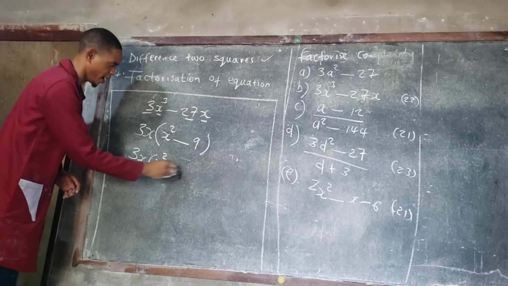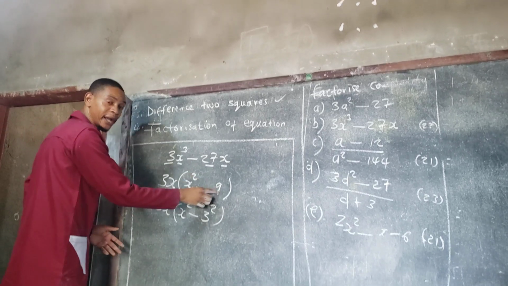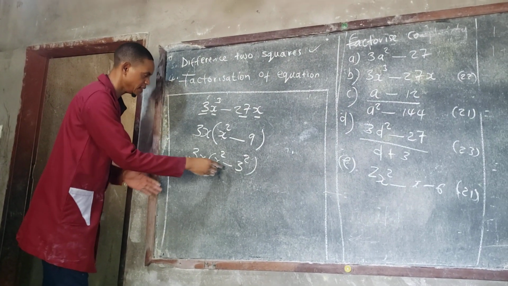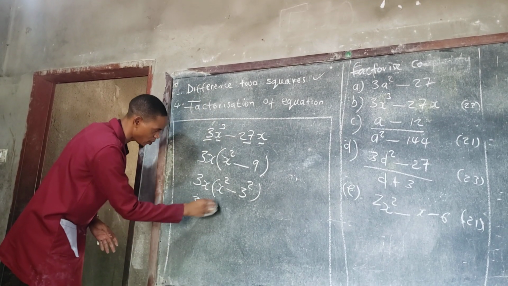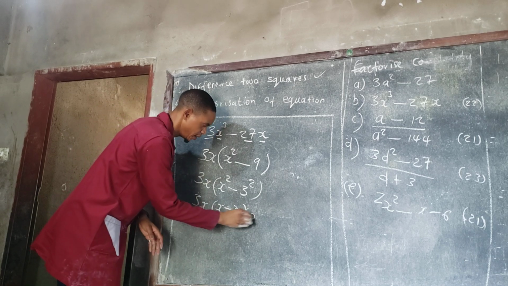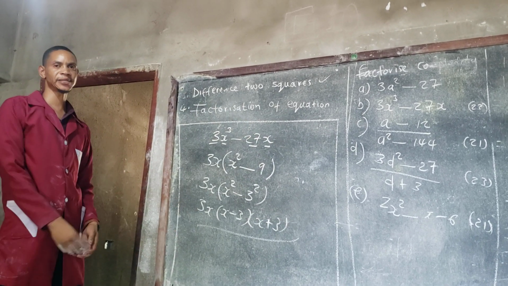Now the perfect square of 9 is 3, such that if I multiply 3 times 3 gives me 9. So in this case, the final thing is to find the difference of x minus 3. So I'll write this one as x minus 3. The difference of x minus 3 is x plus 3. So this is my final answer.